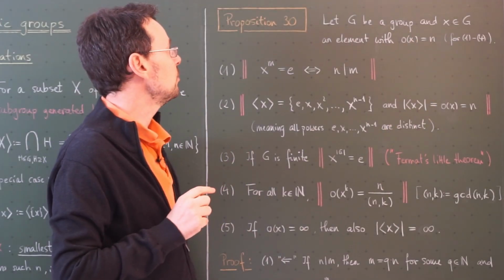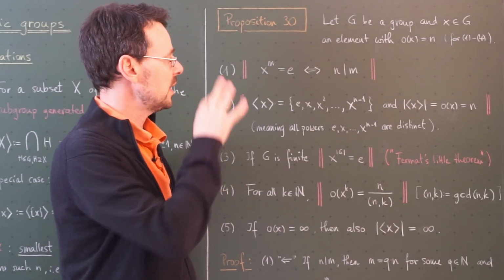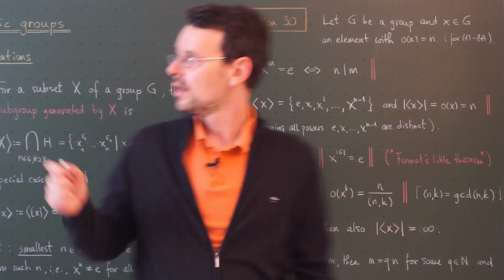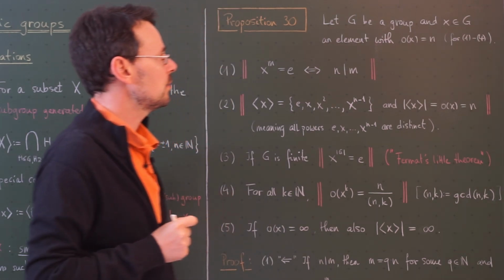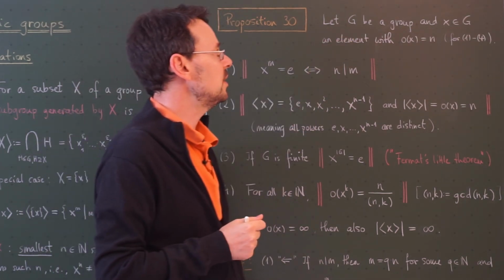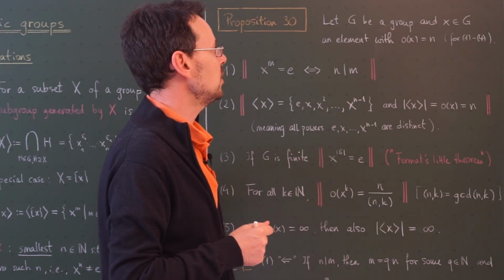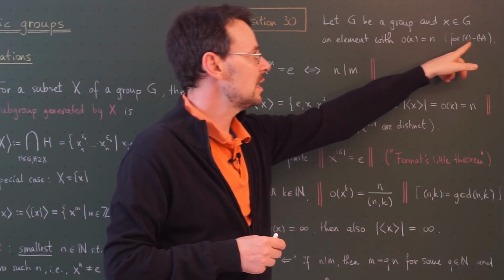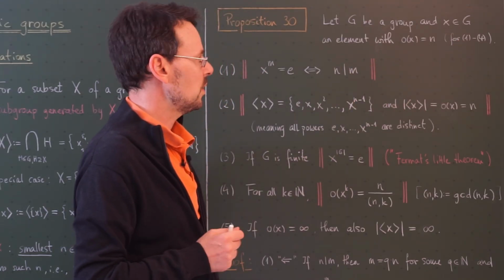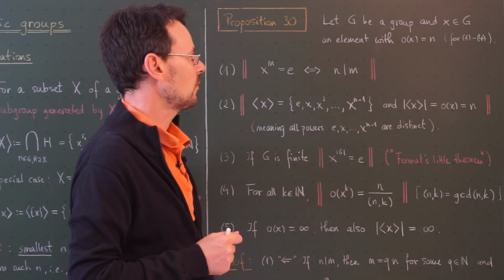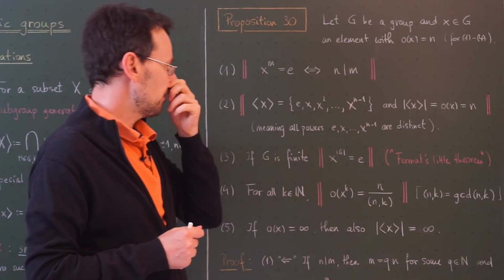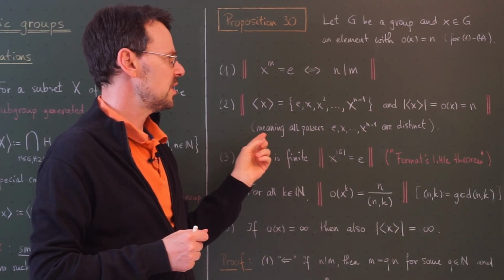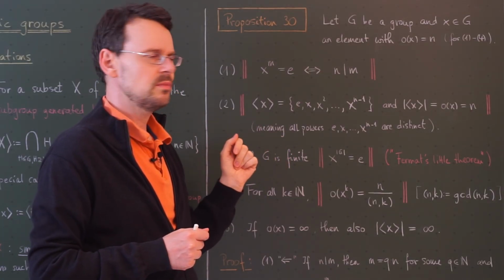Okay, now we come to proposition 30, which contains some elementary facts that will be crucial for the rest of chapter 11, cyclic groups. So as always, let G be a group and x be an element of G, and let the order of x be a finite number n, at least for the assertions 1 to 4. This here is very, very important. And we also encountered this, I think, on some exercise sheet about the symmetric groups.